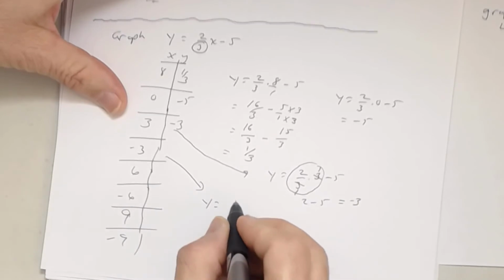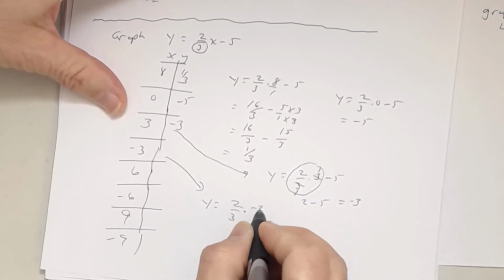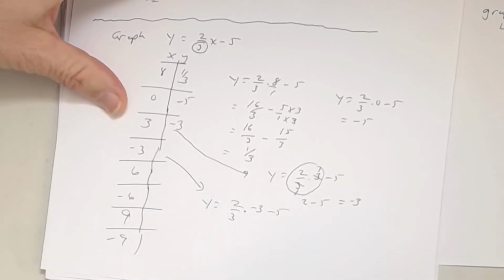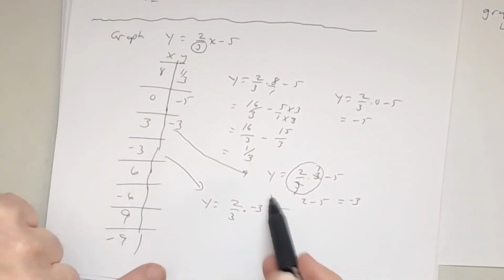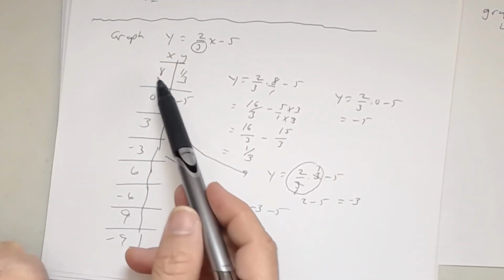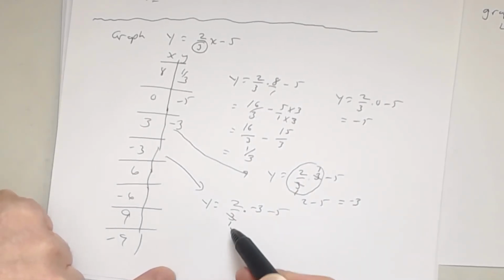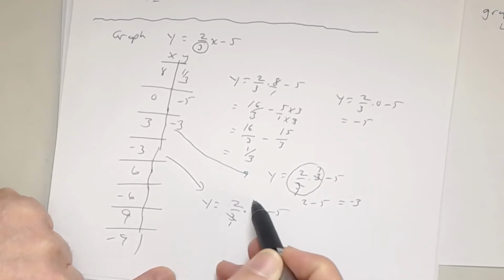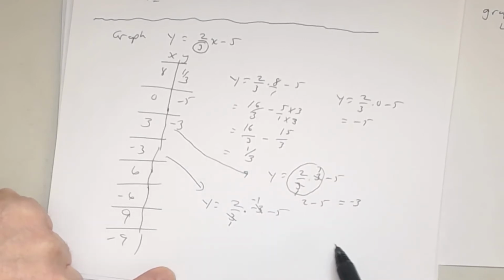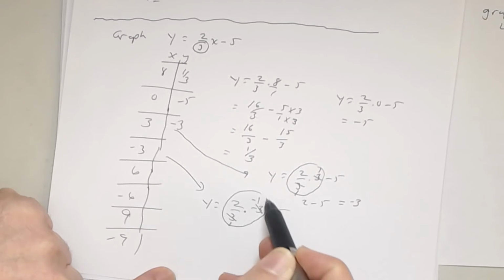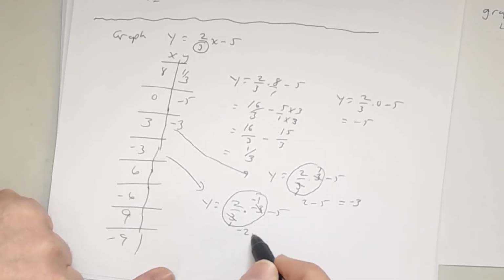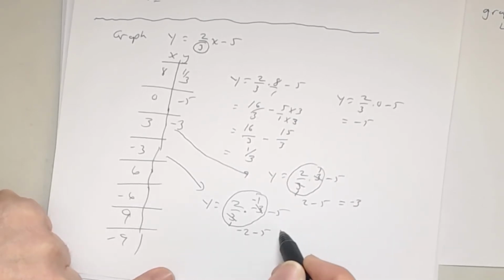y equals 2/3 times -3 subtract 5, right? Remember the whole point of using numbers for x that are divisible by this denominator is so that this denominator will become a 1. 3 into 3 is 1. 3 into -3 is -1. So what is this product right here that I have circled? And what is -2 and -5?